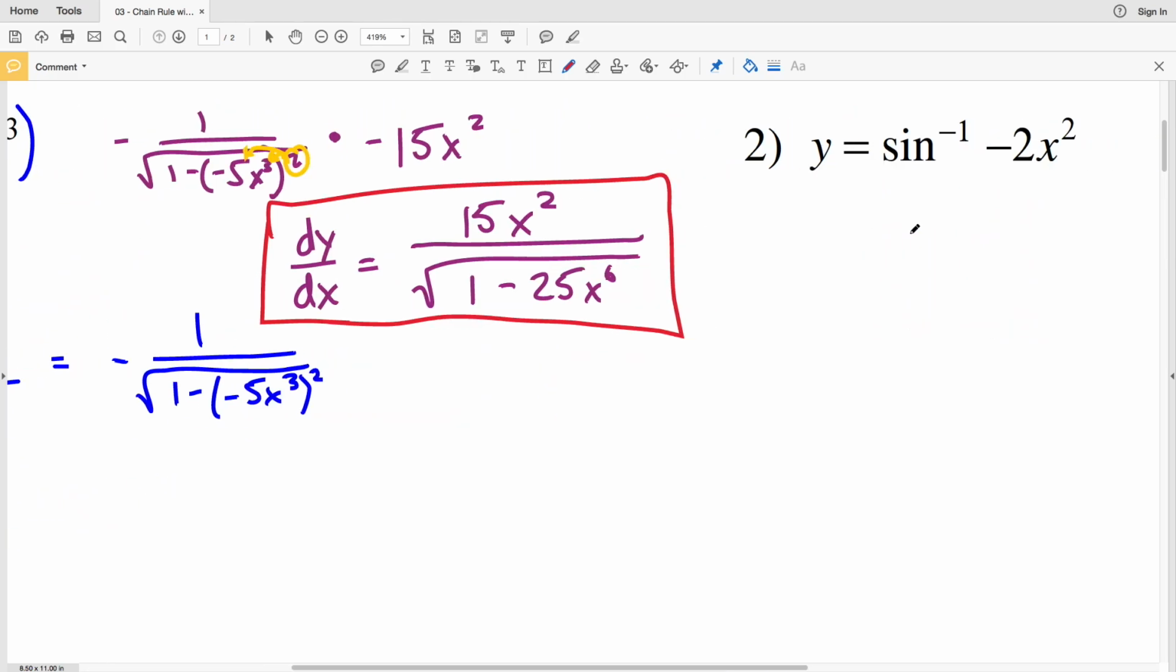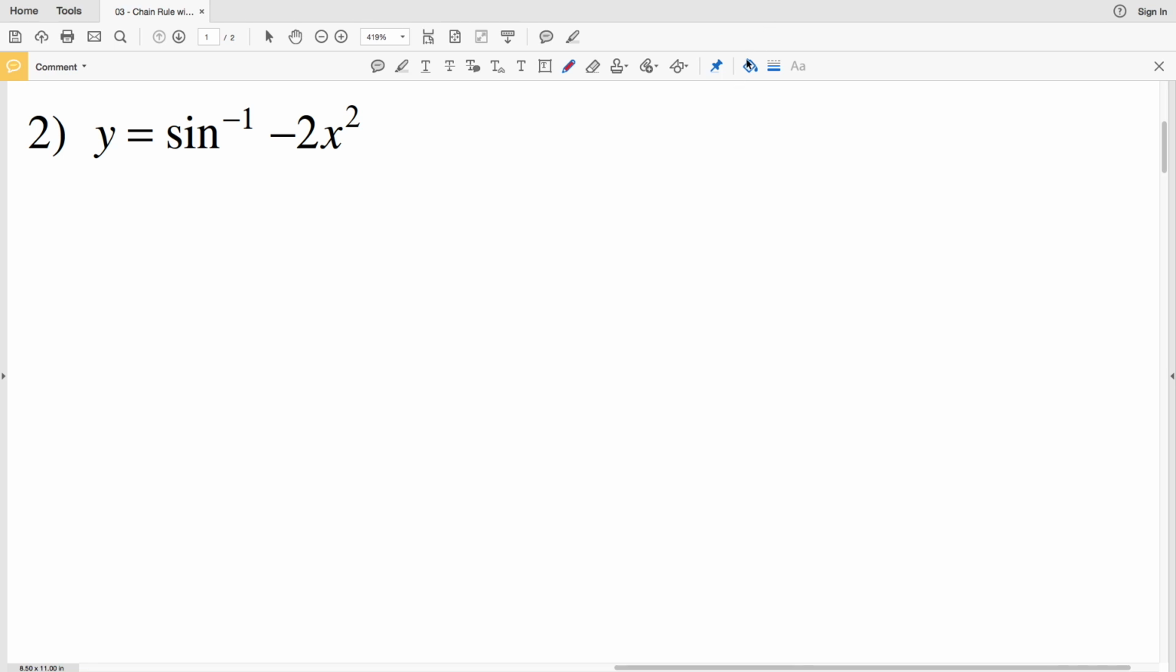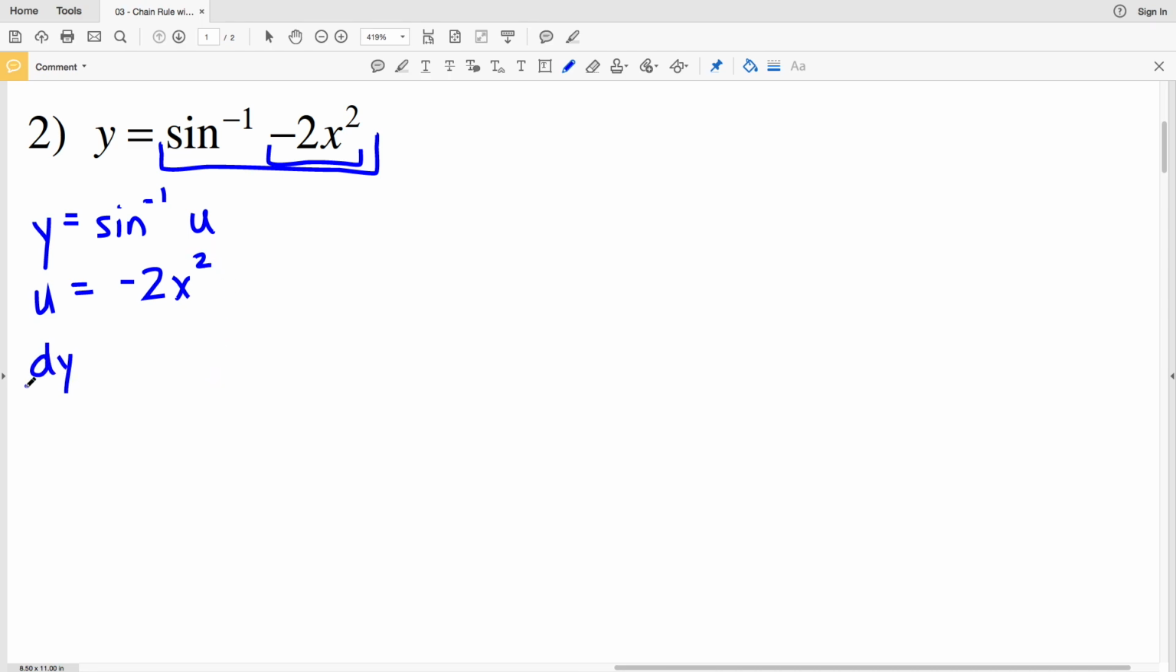Now let's move on to number 2. In number 2, again, we're going to be utilizing that chain rule, taking the derivative of the outside and then the inside. So let's set y equal to the inverse sine of u. Then u, that inner function, will be negative 2x squared. So the derivative of y with respect to u, the derivative of the inverse sine of u, is going to be 1 over the square root of 1 minus u squared.